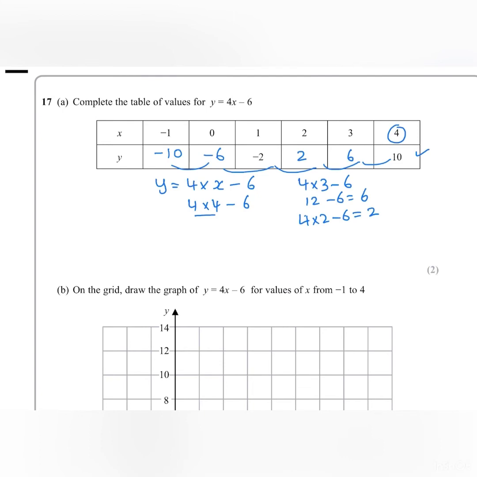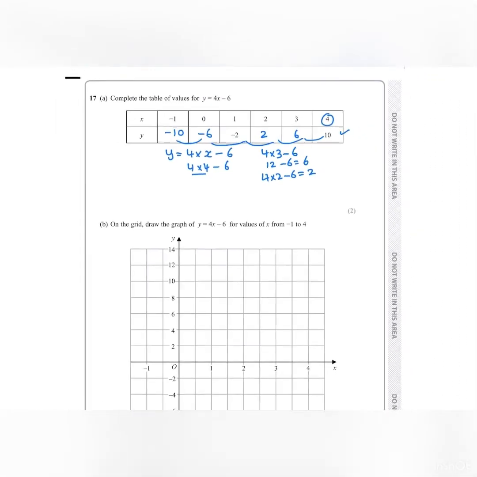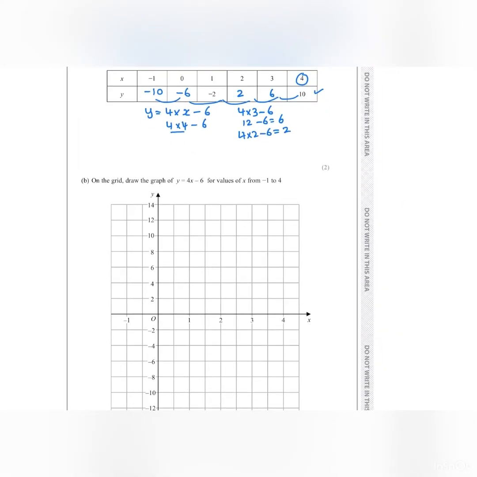Okay, so now you can plot this on the grid below. So I'm just going to get all this into one frame here. Okay, so start plotting your values. I'm going to start from here. x is 4 on the x-axis and y is 10. So your first point is going to go there, and x is 3 and y is 6.